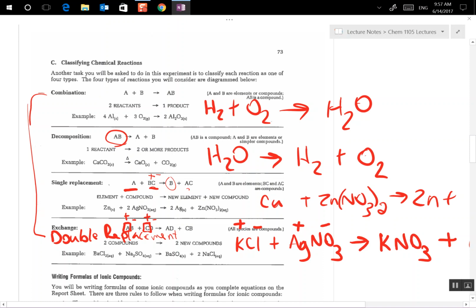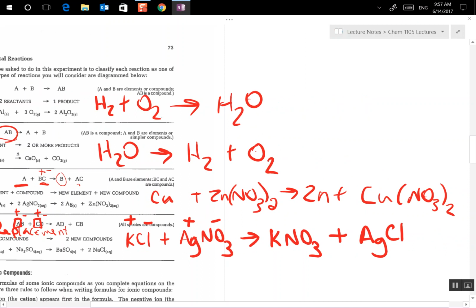Yes, ma'am? So at the end where it says potassium nitrate plus Ag, right? AgCl? Okay.